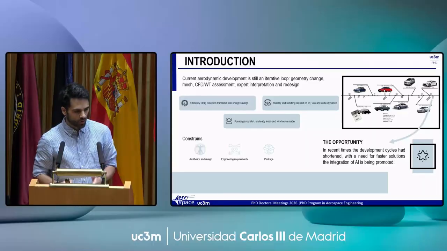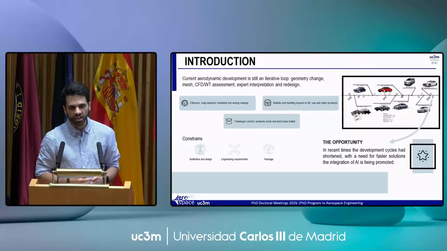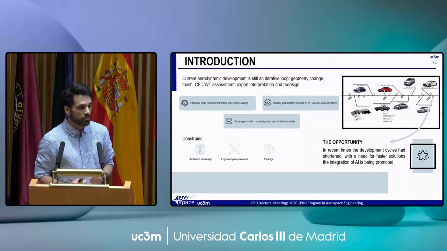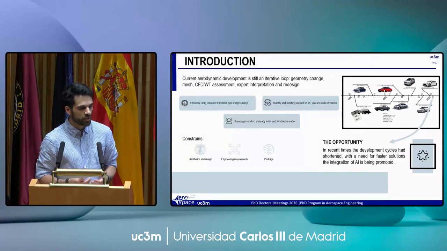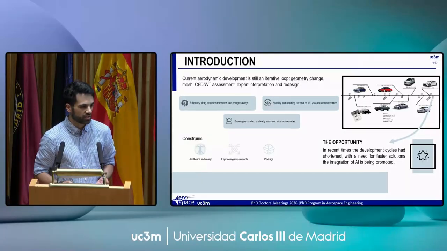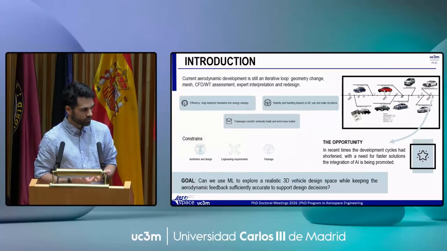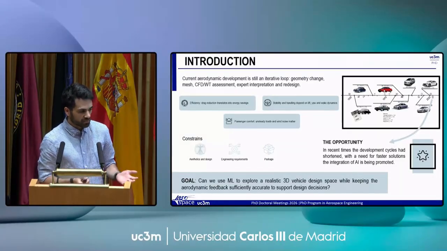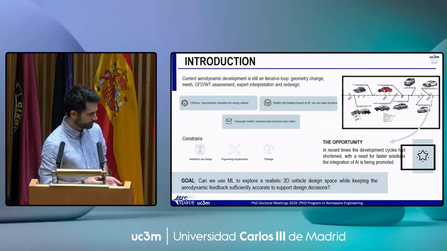The times for any project in the automotive industry, and I suppose in most industries, are shrinking down. We need faster answers, much quicker. And we've got a new tool, which we all know now, ML, AI, appearing, and we can use that to help us develop better products in less time. So the question here is, can we use ML to explore 3D vehicle designs, keeping the vehicle as it is, all the constraints in place, and make faster decisions? And this is what I will be exploring over the next years.